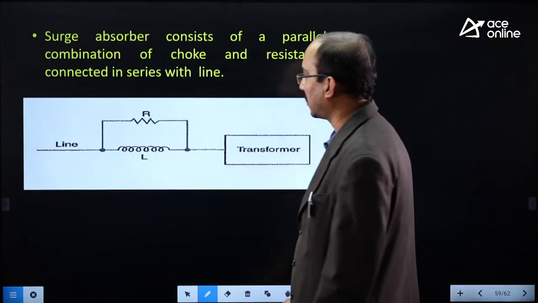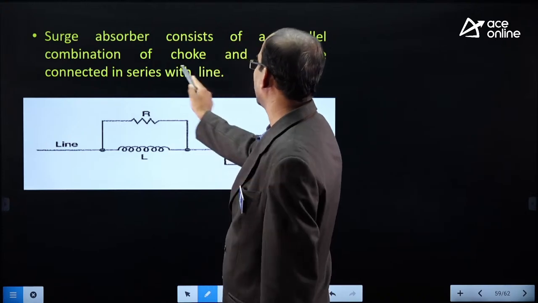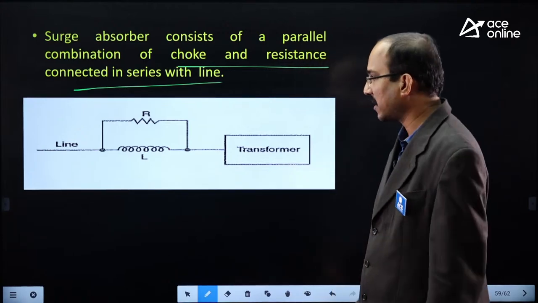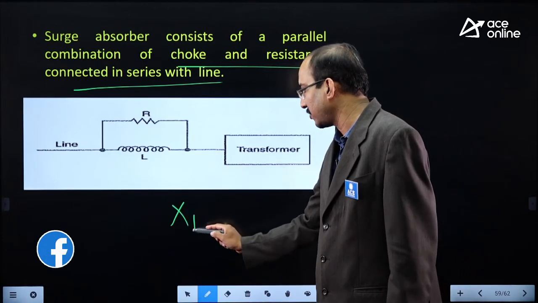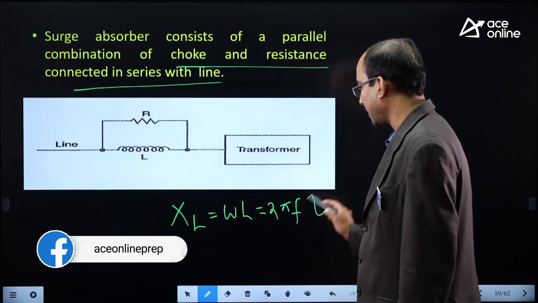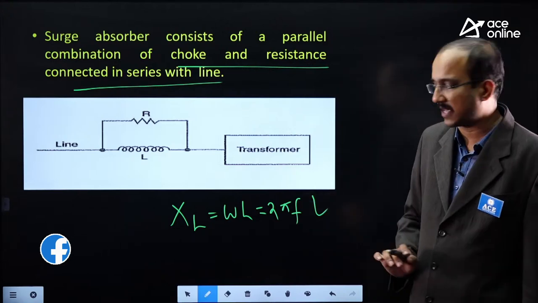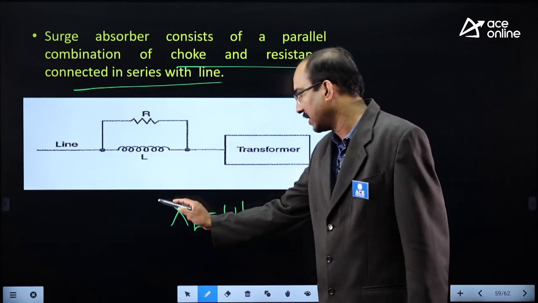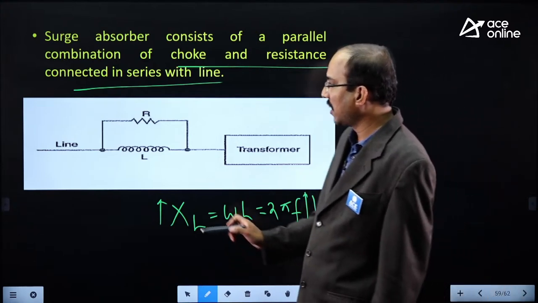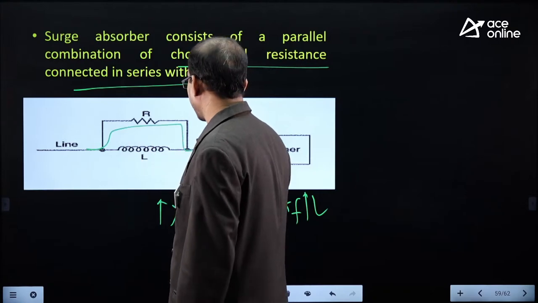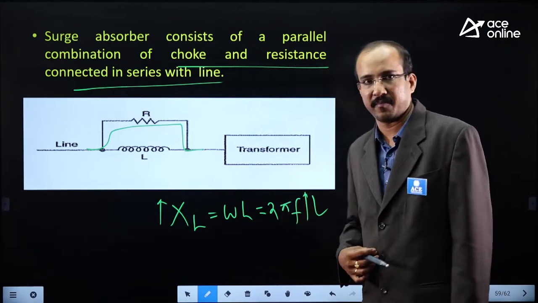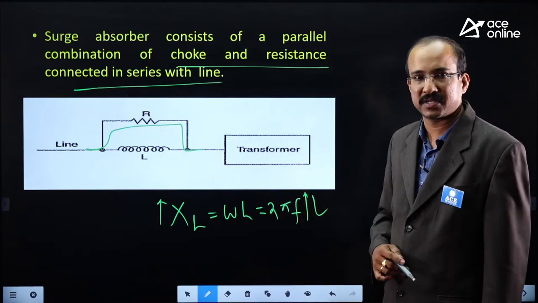The other type of surge absorber consists of a choke and a resistance, with the choke connected in series with the line and the resistance in parallel with it. The inductive reactance XL is omega L, that is 2 pi f into L. Whenever a high frequency surge takes place, the inductive reactance offered will be more, and the surge is diverted through the resistance. For normal frequency, it will offer low impedance, so it will absorb the surge power.